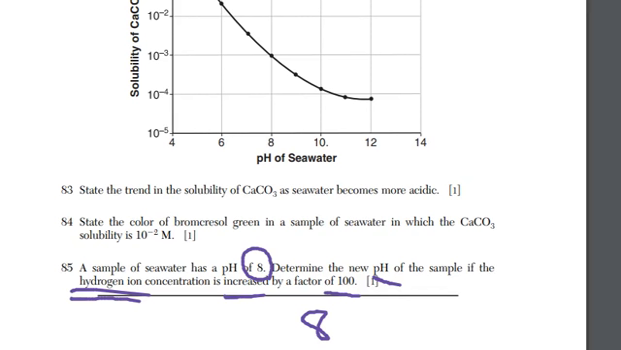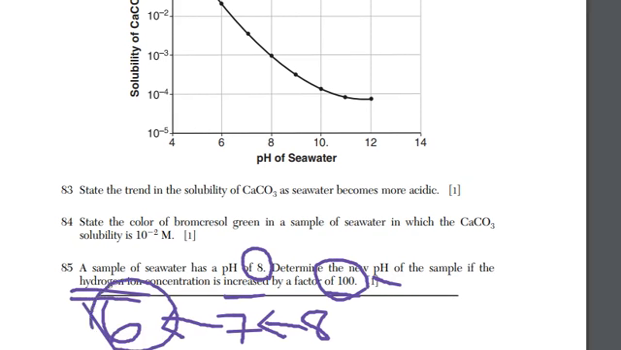If we increase the hydrogen ion concentration, that means more acidic. More acidic means that the pH is going to get lower. So every change in pH number, the hydrogen ion concentration changes by a factor of 10. Well, 100 is 10 times 10, and it's increasing. So as the concentration's increasing, the pH is getting lower. So it's going from 8 to 7, and then 7 to 6. And that is my answer. So anytime you're dealing with changes in pH, a number line will work just fine.